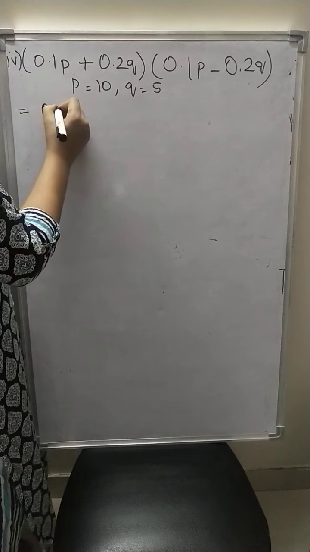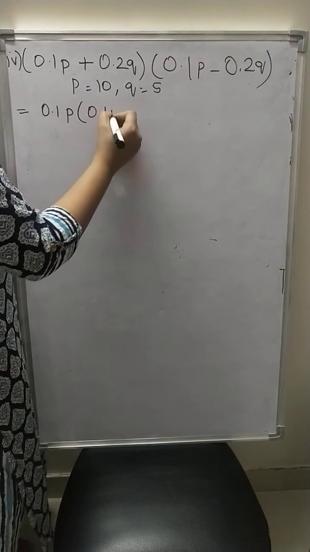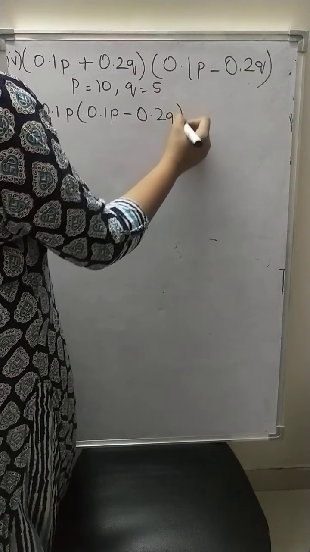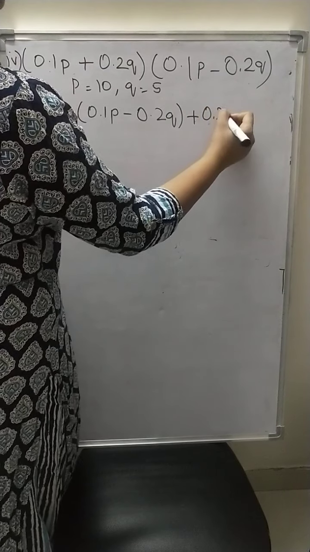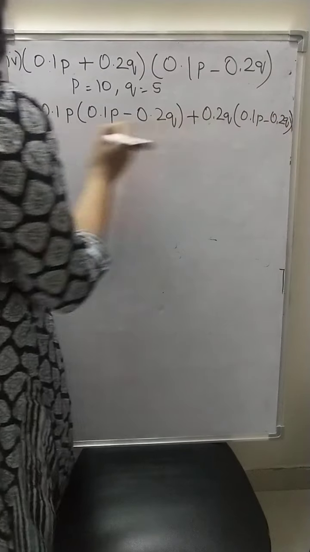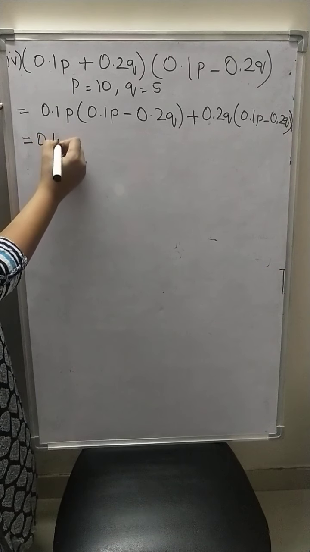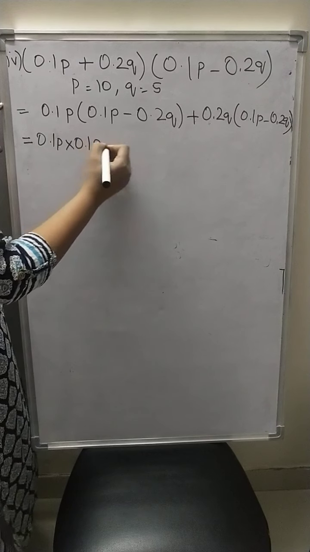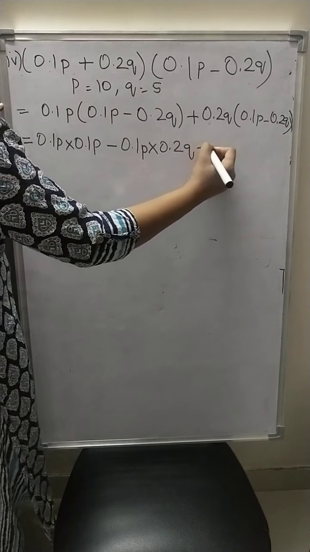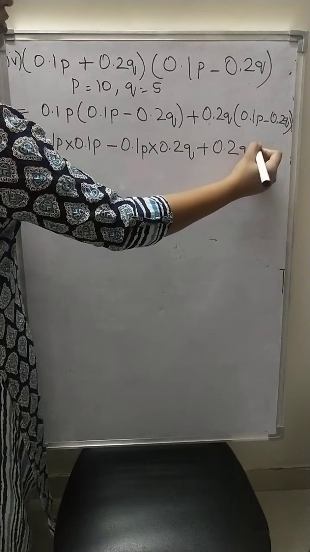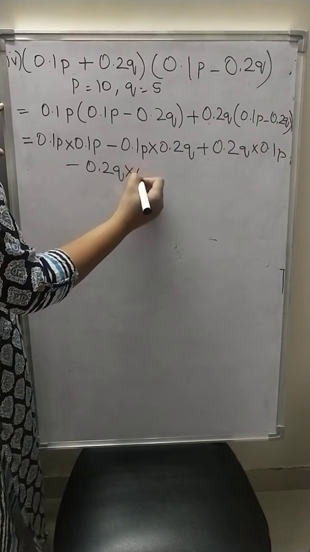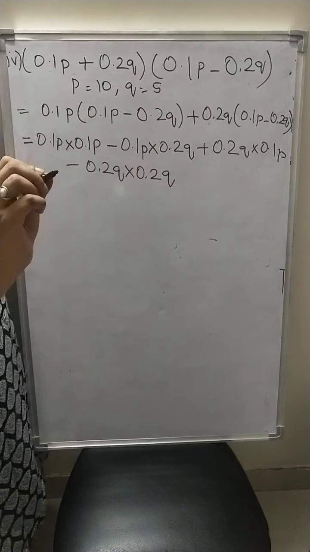On multiplying, I will get 0.1p into (0.1p - 0.2q) plus 0.2q into (0.1p - 0.2q). Now open the brackets. So 0.1p multiplied by 0.1p minus 0.1p into 0.2q plus 0.2q into 0.1p minus 0.2q into 0.2q. Simply I have opened the brackets.